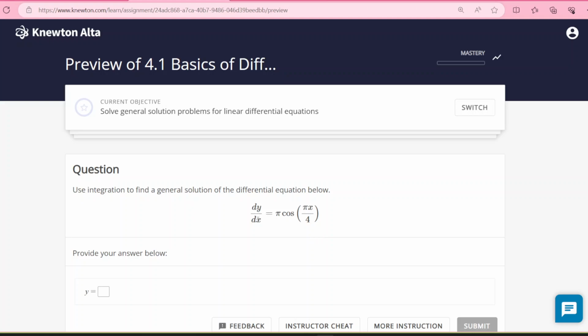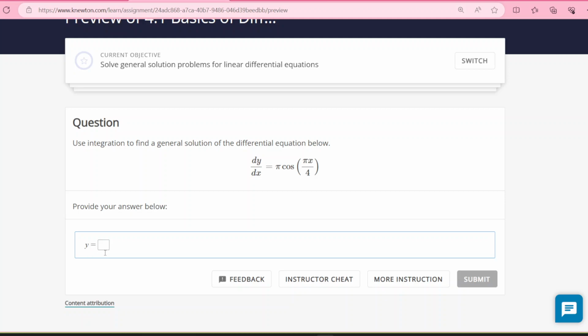So here I have dy dx, right? Y prime, the first derivative of y, and it's implied here that y is a function of x, right? Y is the dependent variable, x is the independent variable, equals pi times the cosine of pi x over 4, or pi over 4 times x. So I'm going to write this out, and we'll go about finding y equals. We're going to find a function, y as a function of x, that would satisfy such an equation.